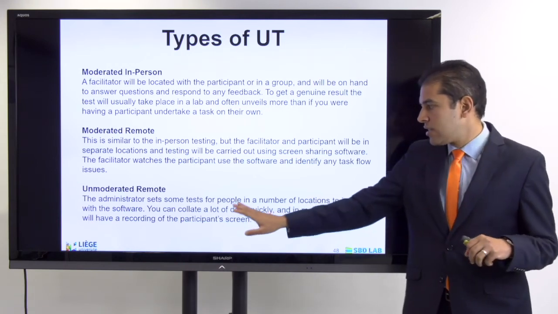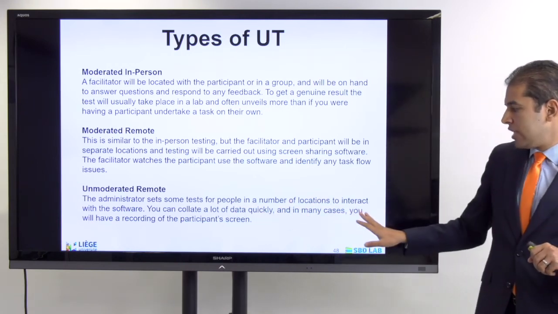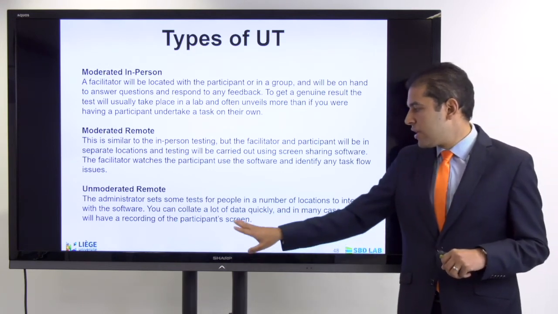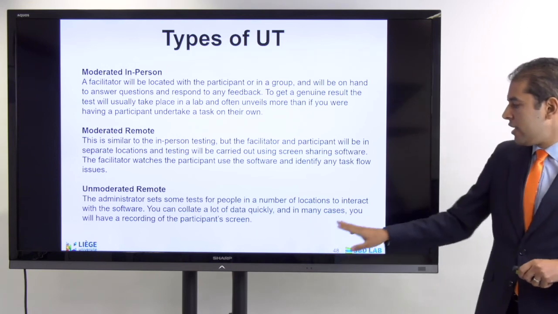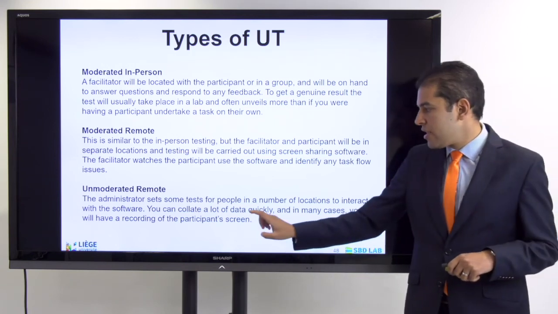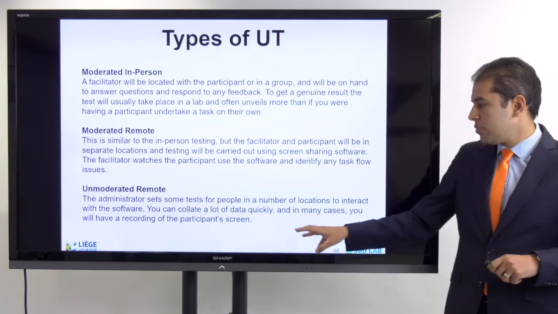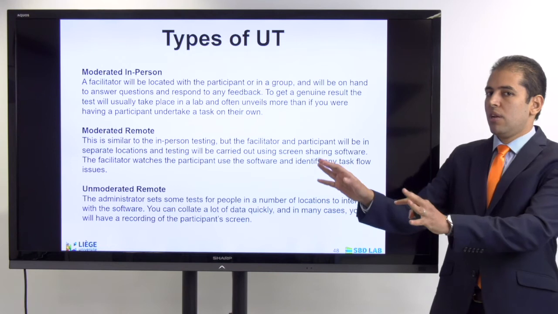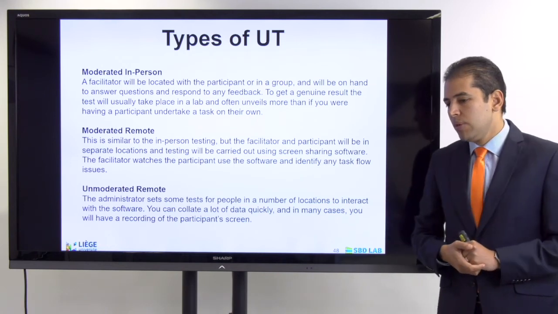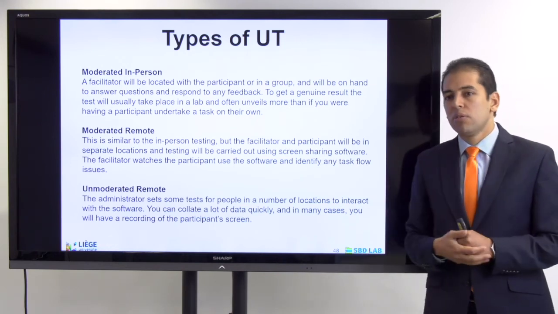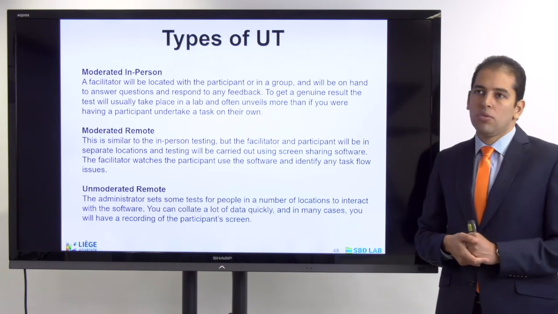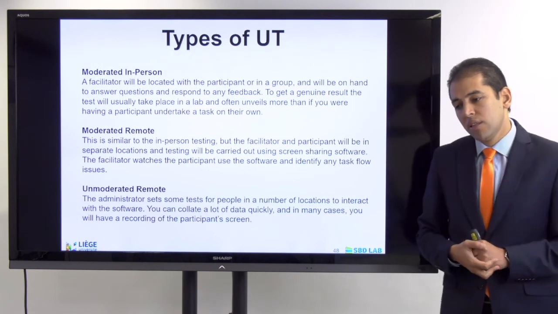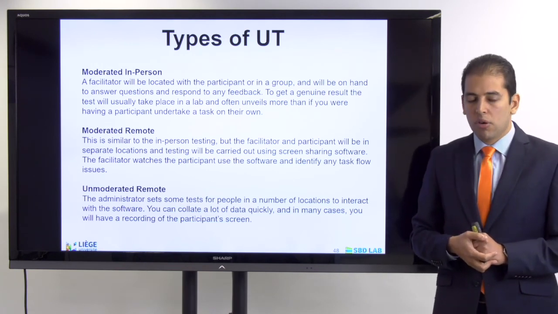The administrator sets some tests for people in a number of locations to interact with the software or with the product or with the built environment. You can collate a lot of data quickly, and in many cases you will have a recording of the participant on screen. So here it's kind of self-automated, do-it-yourself. I totally do not recommend it, because the presence of the participant can clarify a lot of questions and interactions, to make sure that when the user or tester is providing their feedback, you have the best out of them.